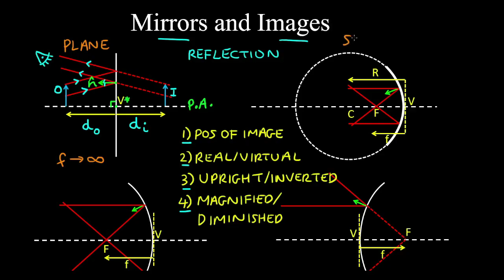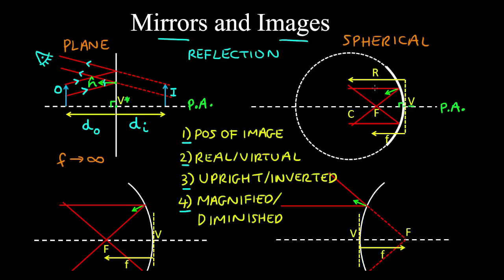Now if we look at a spherical mirror, so basically it's a mirror that forms a part of a sphere. So here we have the vertex of the mirror, which is in the middle, and the principal axis being perpendicular to the mirror at the vertex.